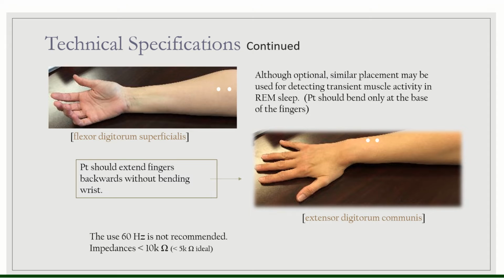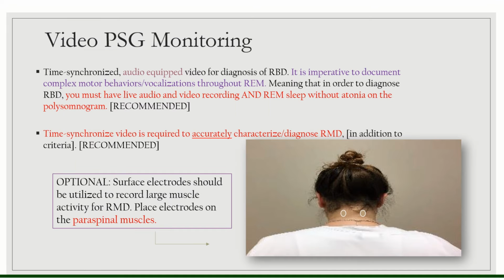The use of a 60 hertz filter is not recommended. Impedance should also be less than 10,000 ohms, the same as with the legs. Any type of muscle activity, we still want it to be less than 10,000 ohms. Ideally, less than 5, but it may be more difficult to obtain.